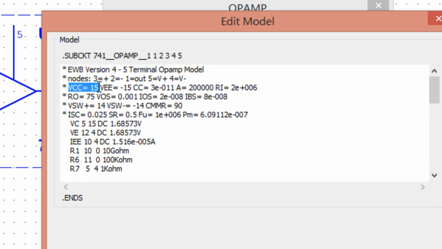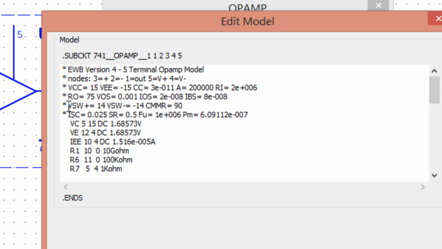VCC is 15, which means its positive power supply is 15 volts, and the negative power supply is minus 15 volts. There are 2 power supplies. Capital A is 200,000. It's the open loop voltage gain of the op-amp. Ri is the input resistance of the op-amp. The given typical value is 2 mega ohms. Ro is the output resistance of the op-amp. The given typical value is 75 ohms.